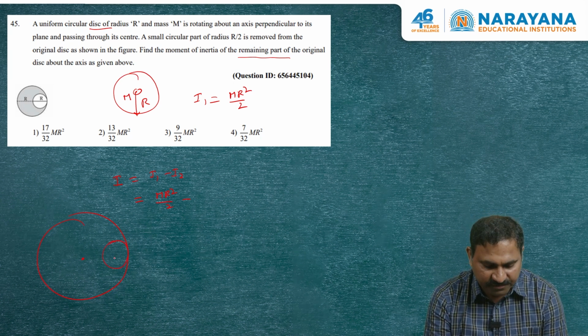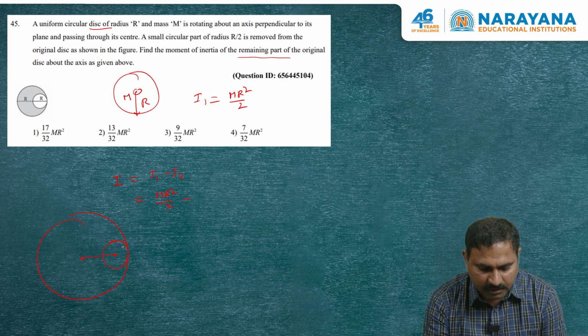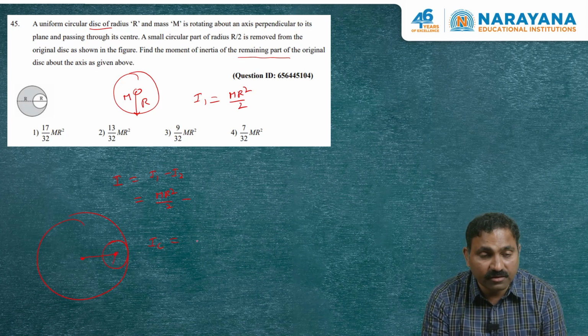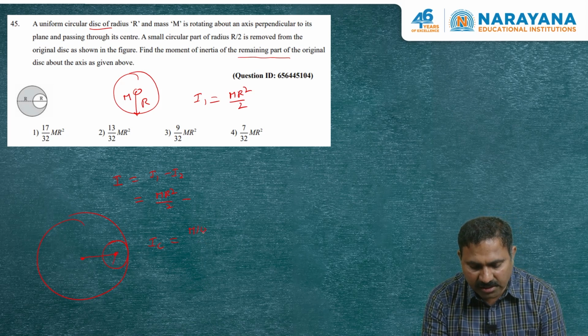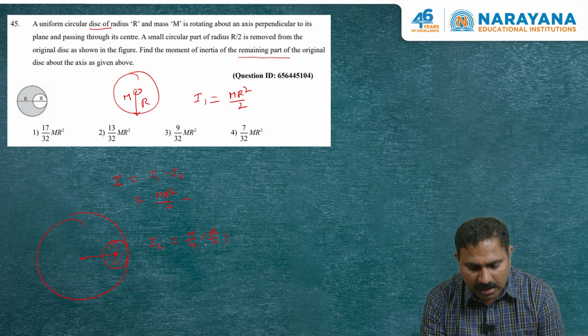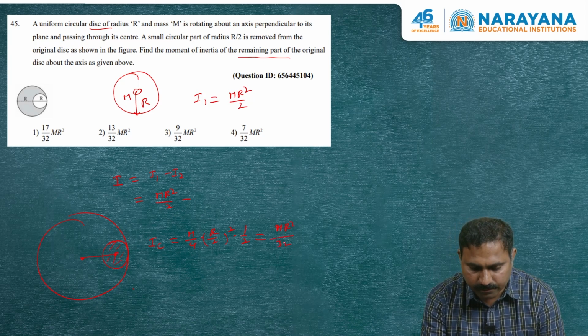Moment of inertia of this removed disc, about its center of mass IC, comes out to be: mass of the removed part will be 1 by 4 times the original mass. So it is m by 4, times r by 2 whole square, by 2. It comes out to be mr square by 32.